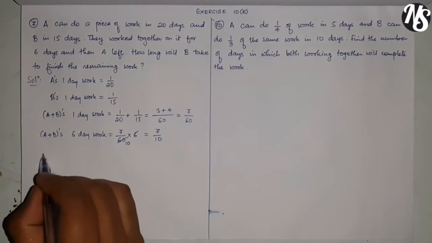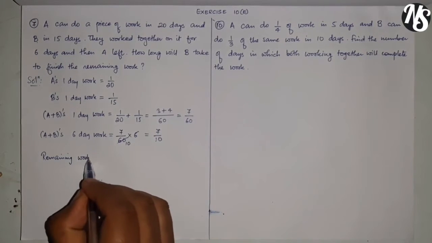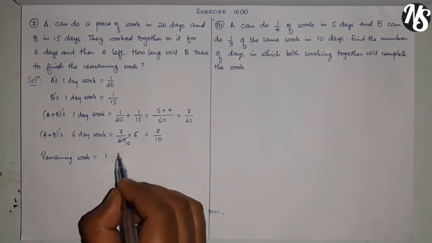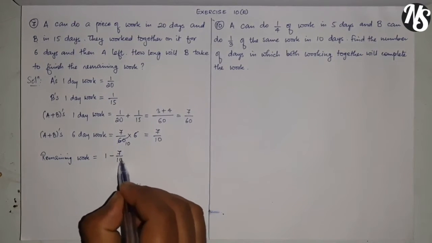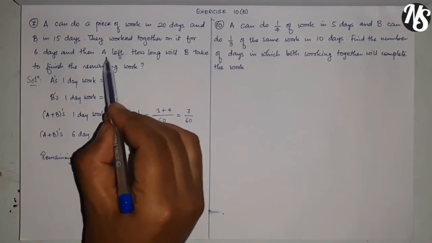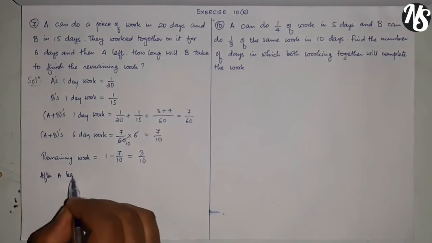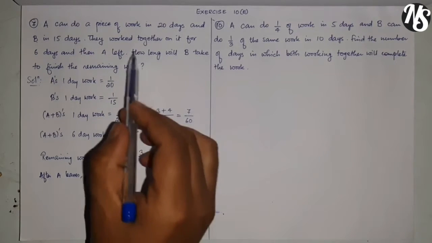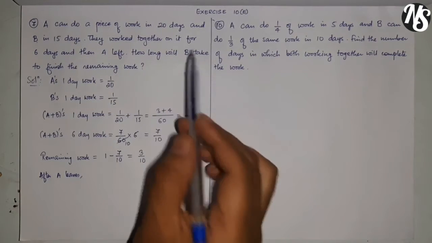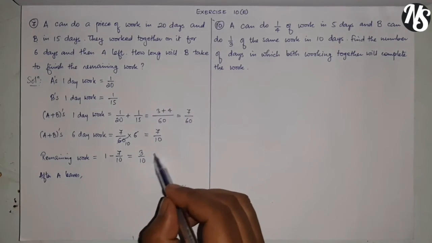Now let's see what the remaining work is. The whole work is treated as 1, and from 1 only 7 by 10 part is done. So if I remove 7 by 10, then we get 3 by 10. Now who left the job? A has left. So after A leaves, obviously only B is left, isn't it? So how much time is B going to take to complete the remaining work, that is 3 by 10 work?